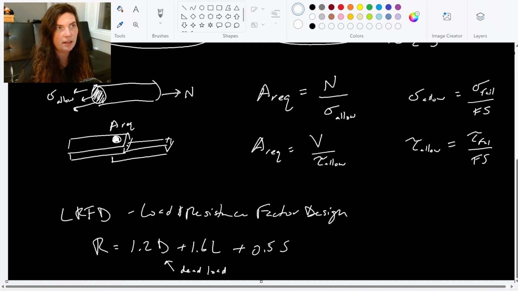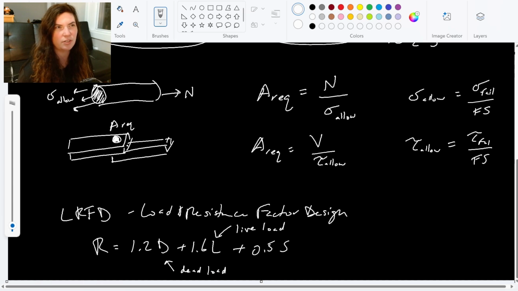Whereas L here is your live load. That would be accounting for things like weight of people, weight of furniture, beds, kitchen appliances, maybe anything that could be interchanged in the home that you still need to account for, but might be more variable than the actual load that's sitting there.